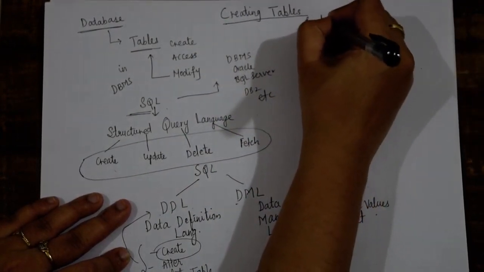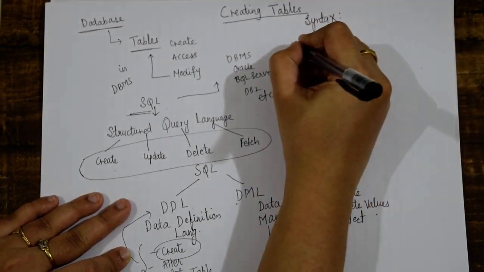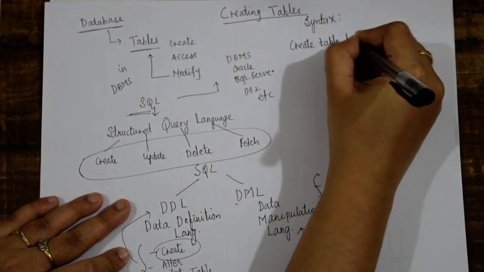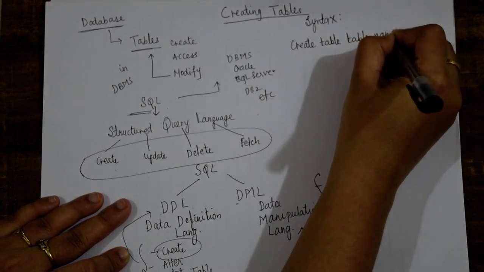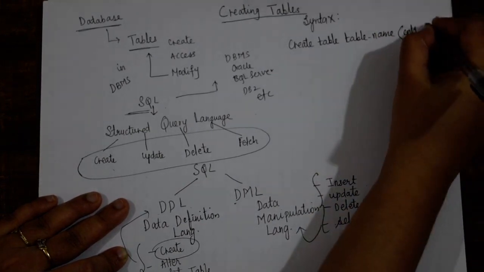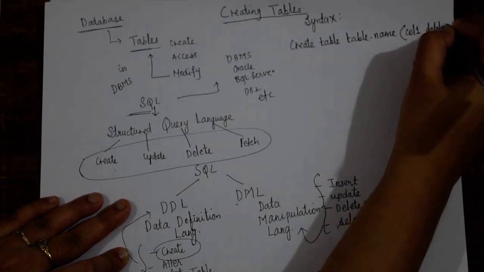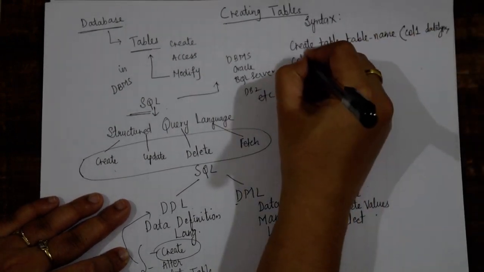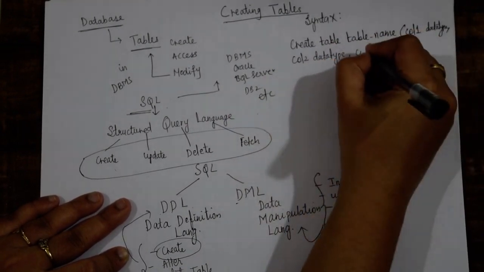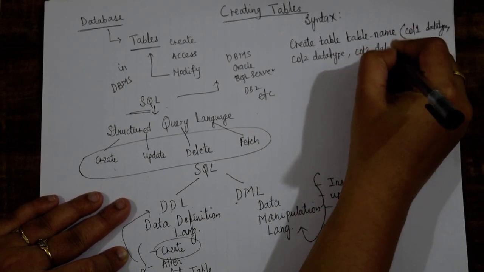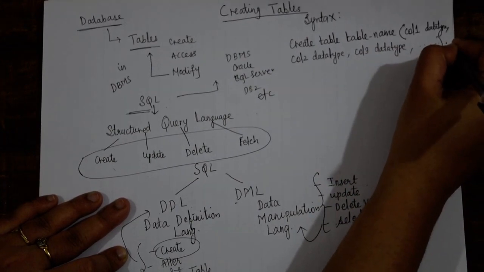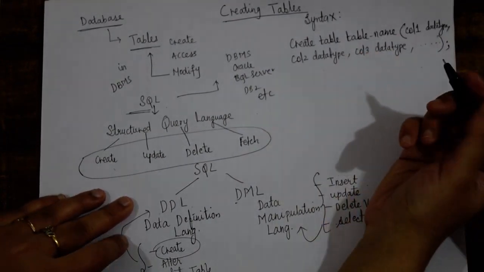Starting with the syntax for the create statement: create table, table name, into bracket column 1 data type, comma column 2 data type, comma column 3 data type, and so on. Bracket close and semicolon. This is the syntax for the create statement.